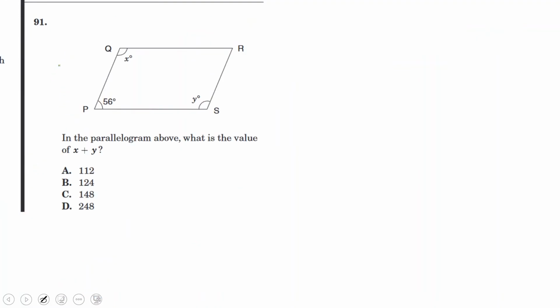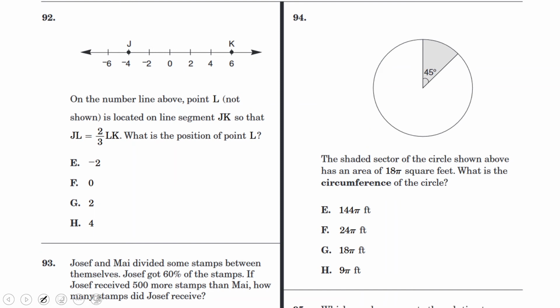Next, in the parallelogram above, what is the value of x plus y? So first of all, what is x? X must be 180 minus 56, so that's 124, and then multiply this by 2, so it turns into 248, D. Again, guys, I'm skipping lots of steps. I'm just trying to do this as fast as I can.